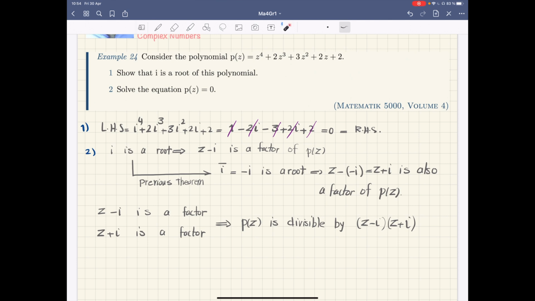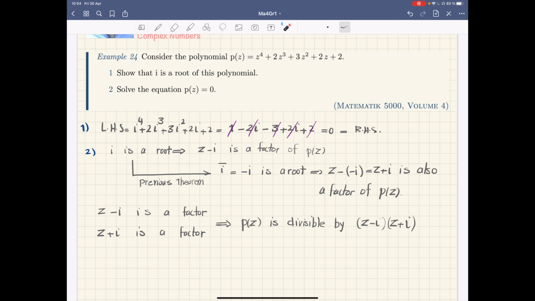Is this implication clear for everyone? When you say that Z minus I is a factor, it means that P of Z is divisible by this. For the same reason, P of Z is divisible by Z plus I. But these two don't have any factor in common. It's exactly like this situation. If a number is divisible by 2, it is also divisible by 3 at the same time. I can conclude that my number is divisible by the product, which is 6. Yes? This works because 2 and 3 don't have any factors in common except 1.